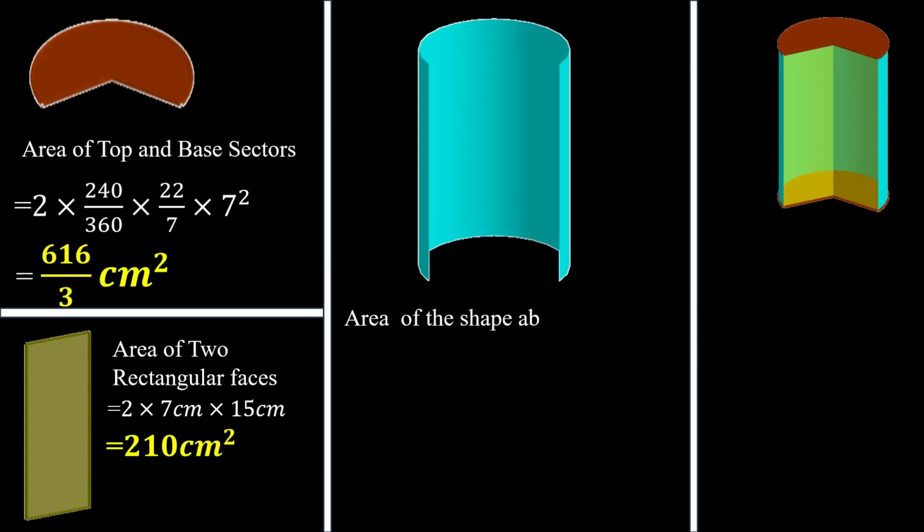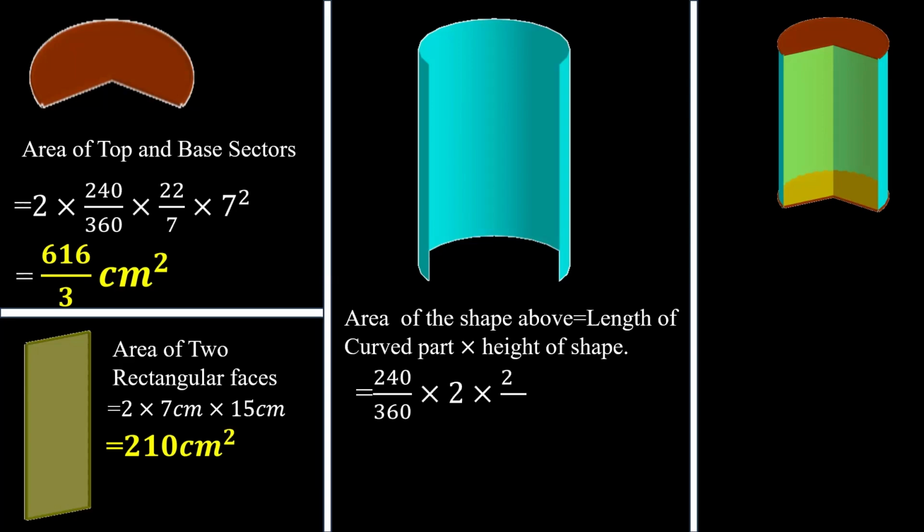So we say here that the area of the shape above is the length of the curved part times the height of the shape. The length of the curved part is the same as the length of the arc of the sector. And how do we get the length of the sector? It is theta over 360 times 2 pi r. Here, our theta, the sectorial angle, is 240 degrees. We move ahead to key this into the formula.